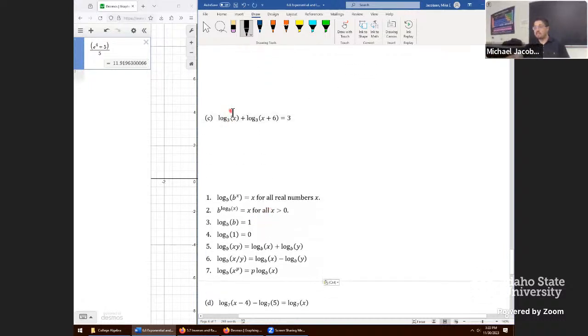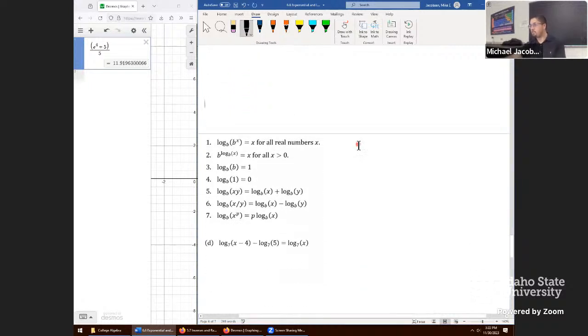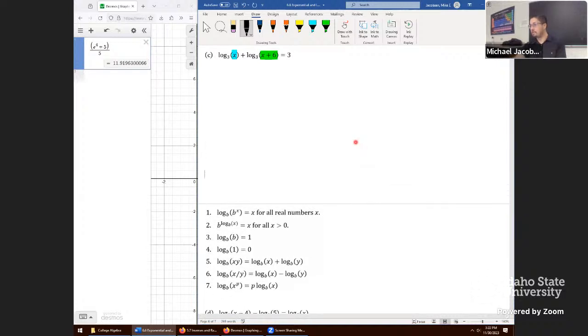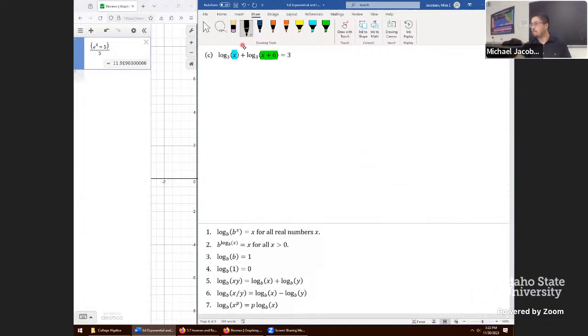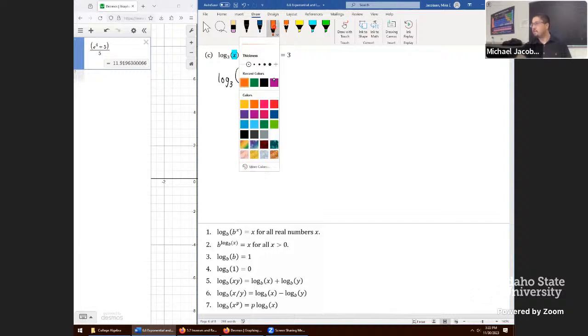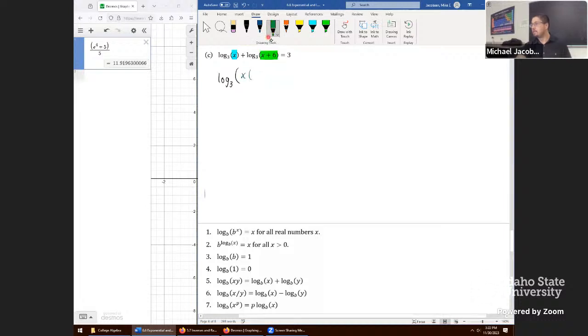We have a log base 3 of x this time, plus a log base 3 of x plus 6. Because of the plus in the middle, we're just going to use property number 5 again and consolidate everything. So we have an x times x plus 6. And first step on this one, we can write out log base 3 of x multiplying x plus 6.